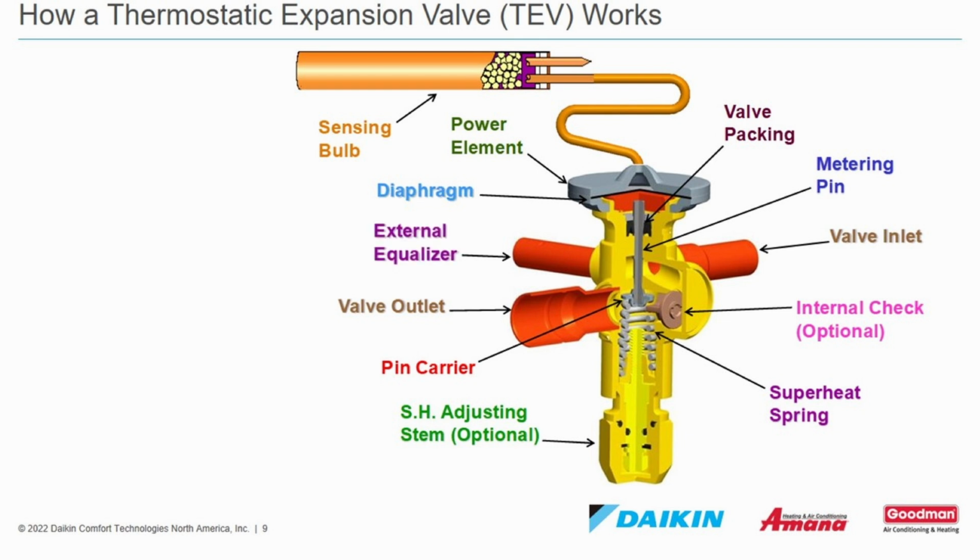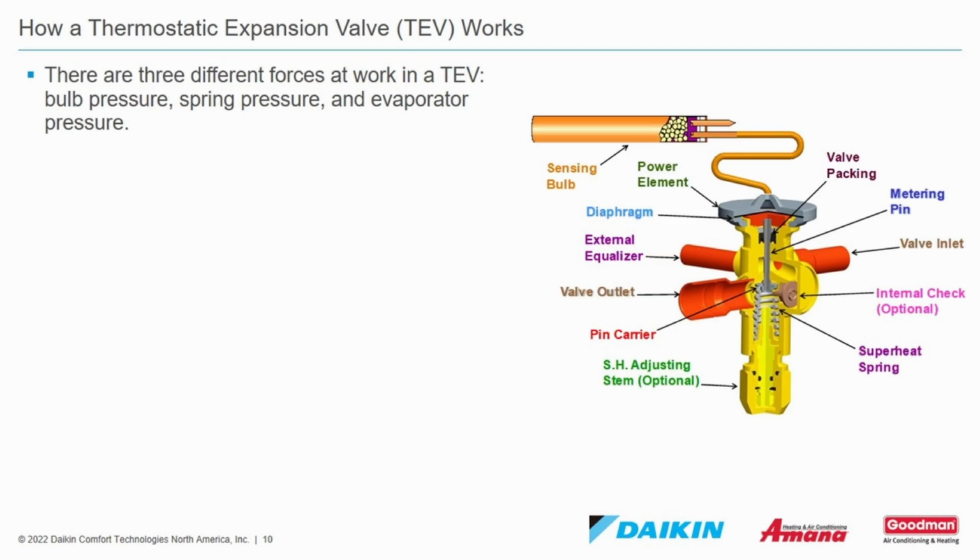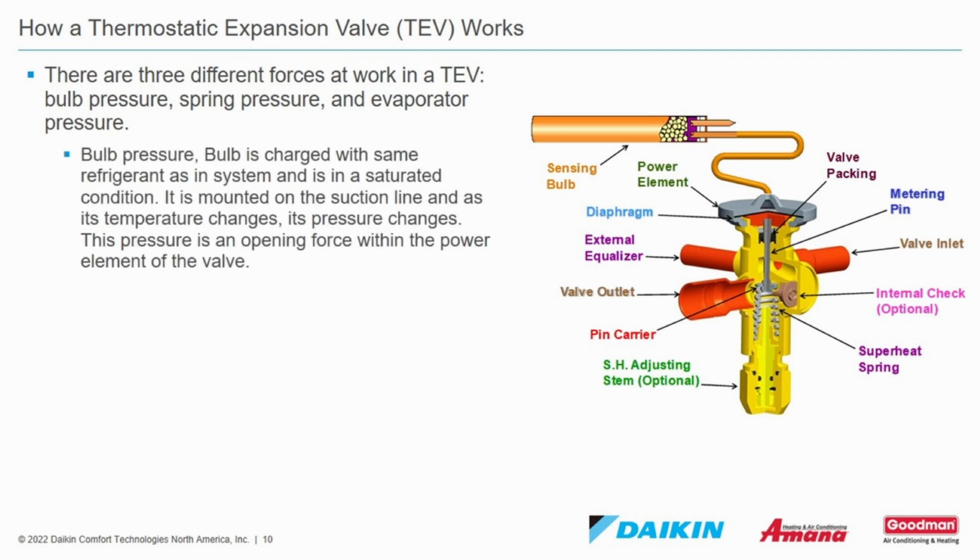How a thermostatic expansion valve, or TEV, works. There are three different forces at work in a TEV: bulb pressure, spring pressure, and evaporator pressure. Bulb pressure. The bulb is charged with the same refrigerant as the system and is in a saturated condition. It is mounted on the suction line. As its temperature changes, the pressure changes. The pressure is an opening force within the power element of the valve.